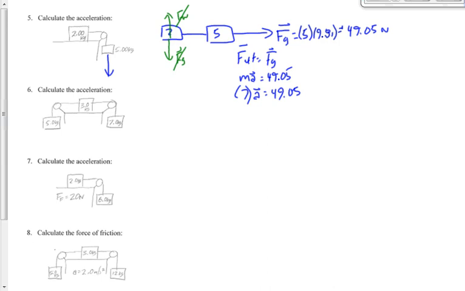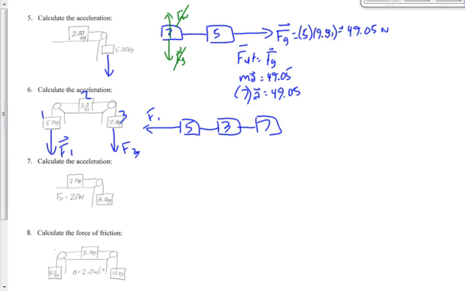6 and 7 are both real similar to number 5, but they both involve just a little bit more. Let's label those 1, 2, and 3. 6 has a force of gravity acting on number 1. 7 has a force of gravity acting on number 3, both downwards. If we stretch that out like this, it's a little bit easier to see that these two forces oppose each other, and that one's going to be positive and one's going to be negative.